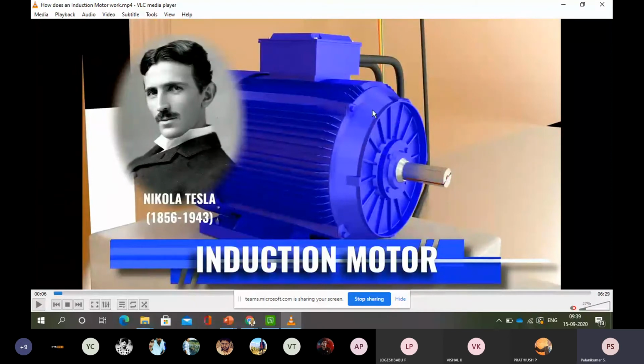What is the main advantage? We can run it completely with a stationary supply. We need not worry about the rotor side because it is not electrically connected. Of course, the induced EMF will be there. That induced EMF, using short-circuited end rings or skewed bars, we can minimize. So the problem of rotor insulation, etc.